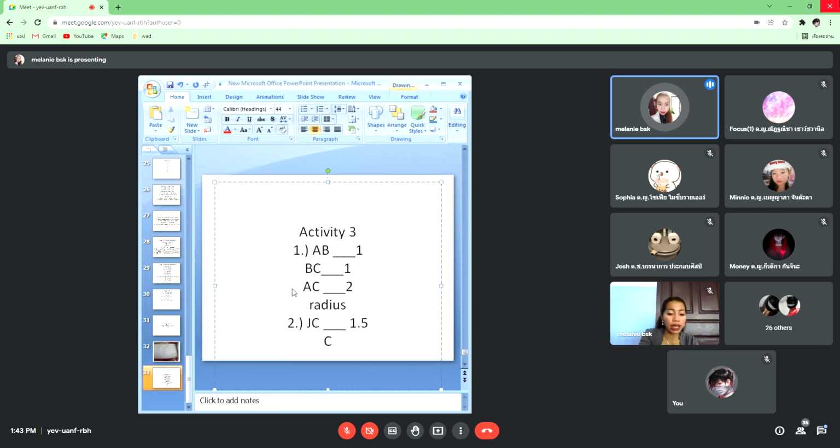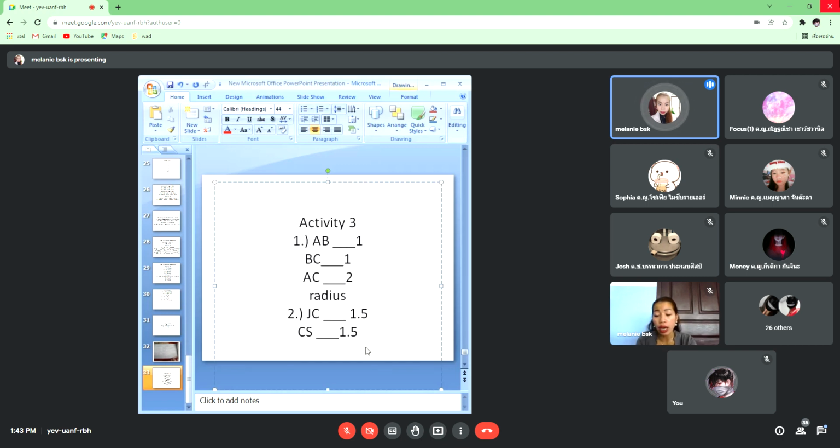Now we have the radius CS. It is how many centimeters long? That is another 1.5. Didn't you know that they are in the same circle? So any radius, they are all the same as each other. From the center going to any point on the circle, they are all the same as the radius.